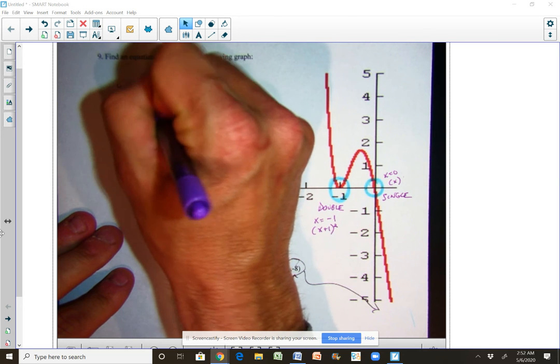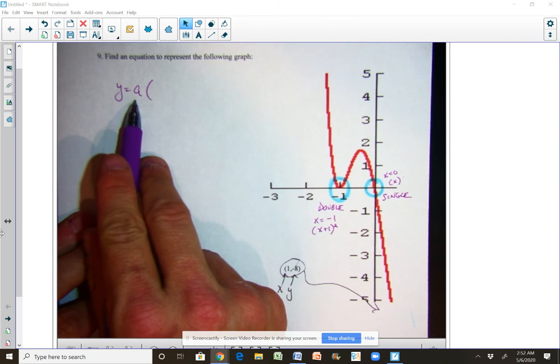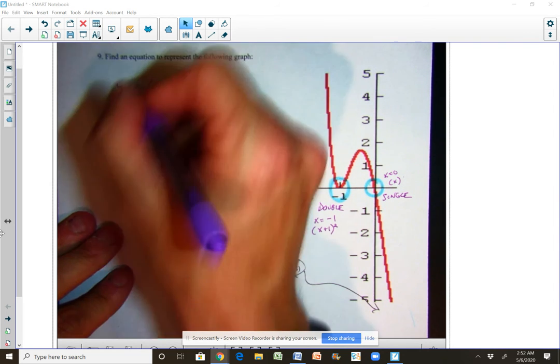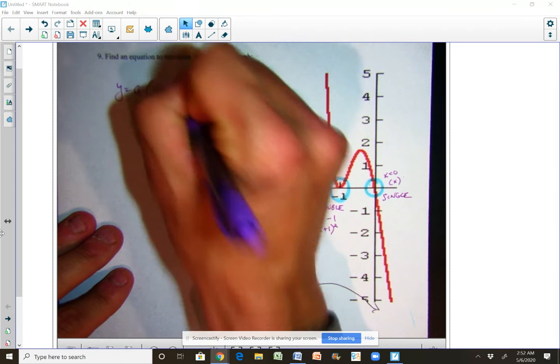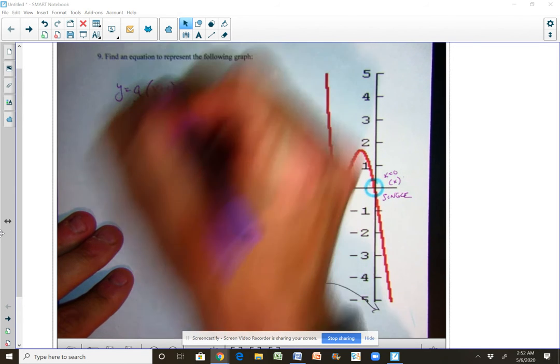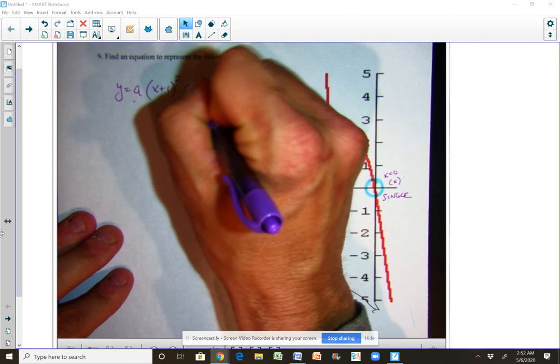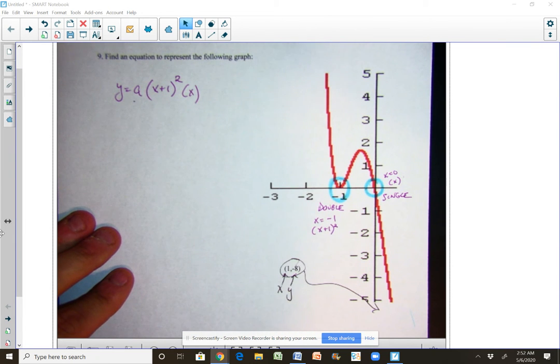So when we go back over to the beginning, we can start writing our equation. We know there's going to be a coefficient, some coefficient we're going to have to solve. That's going to come from using this coordinate. And we have an x plus 1 factor, but it's a double root because it bounces off, so it's squared, and then times an x.